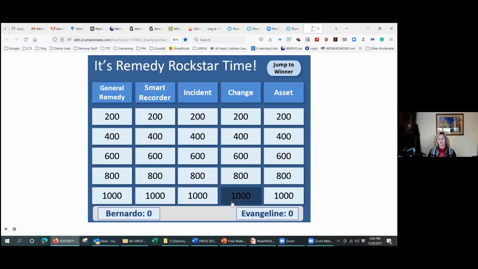Whoever has the most points at the end of the game, that's who wins. And the instructor will play this based on time, right? Because we have a lot of game boards here, and maybe they've got half an hour at the end of the day and they want to do a review. So these questions would be based on things that they covered during class that day. So I'll start us out by saying, okay, Alex, I would like General Remedy for 200.